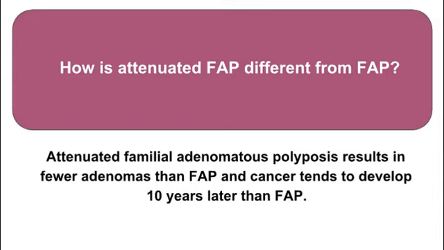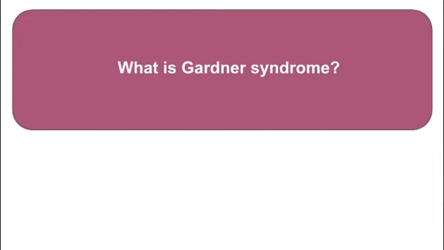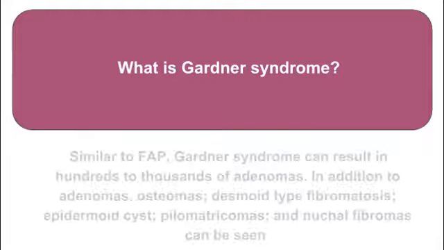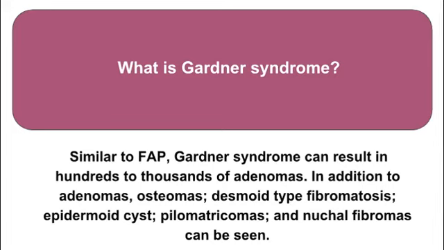Attenuated familial adenomatous polyposis results in fewer adenomas than FAP, and cancer tends to develop 10 years later than FAP. What is Gardner syndrome? Similar to FAP, Gardner syndrome can result in hundreds to thousands of adenomas. In addition to adenomas, osteomas, desmoid-type fibromatosis, epidermoid cysts, pilomatricomas, and nuchal fibromas can also be seen.